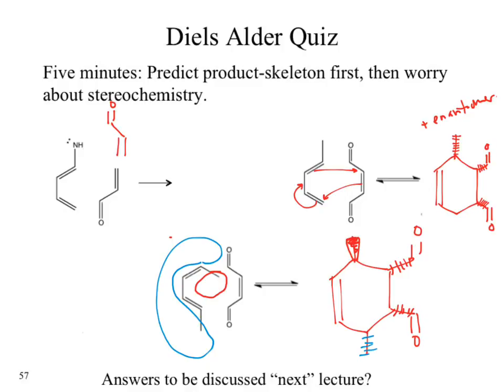Same kind of thing is happening here. What determines the head? What determines the foot? The organic chemist's four-letter word. What charge builds on this carbon? Negative. What charge builds on this carbon? Positive. Which two carbons should be next to each other in our Diels-Alder reaction?